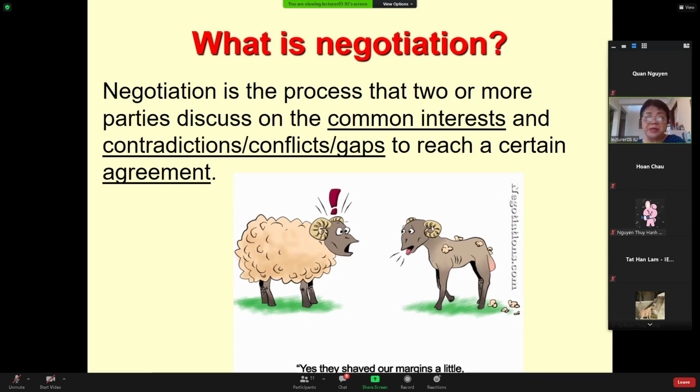If in a negotiation everyone comes to the party, they make arguments, and they walk away, it's not a good negotiation. A good negotiation is, at the end of the day, the parties come to an agreement. If you look at this, you will see, yes, they save our margin a little, but they sign a contract. At the end of the day, they sign a contract.